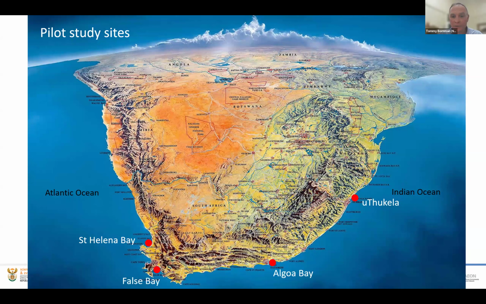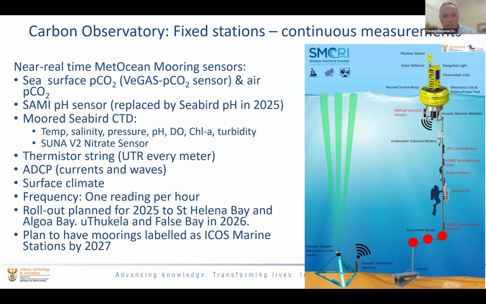And then the plan eventually would be to add a fourth site, which would be False Bay. All right, so for the pilot study, we looked at a range of different observatories, from very costly to a lot more affordable, because we want to look at the full spectrum of observations that could be possible within Africa. So the first one is fixed stations collecting continuous measurements.